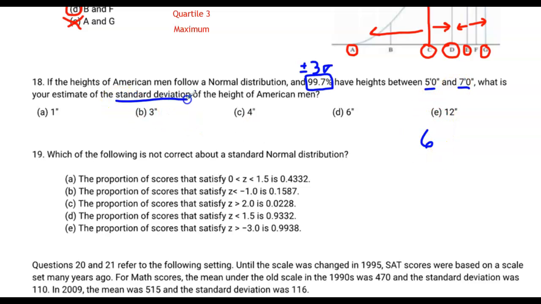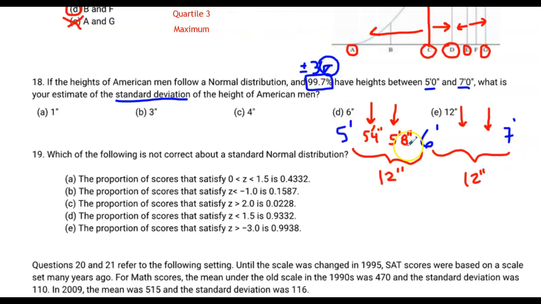What's the standard deviation? Well, I have to add 3 of that standard deviation in order to get from 6 to 7, and I have to subtract 3 of that standard deviation in order to get from 6 to 5. So from 6 feet to 5 feet, for example, that's 12 inches in between. If there's 12 inches in between and I go 3 standard deviations, that means the standard deviation is going to have to be 4. You can see a nice visual representation of it.